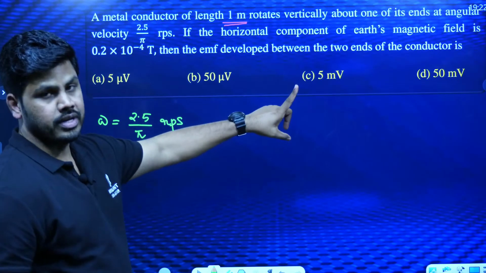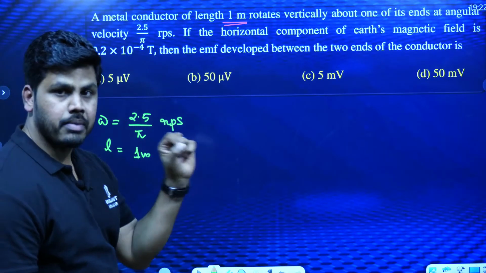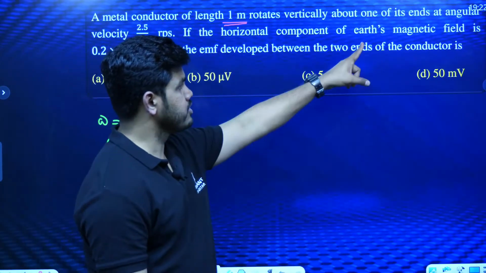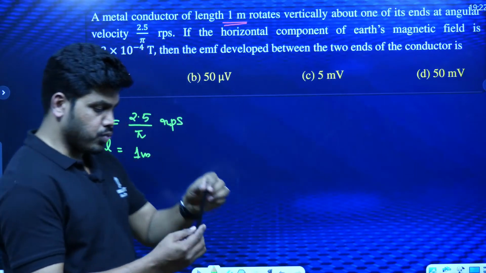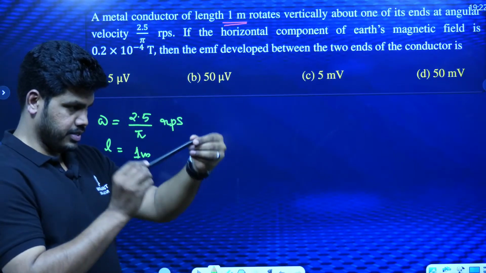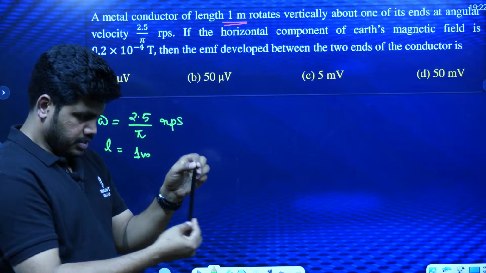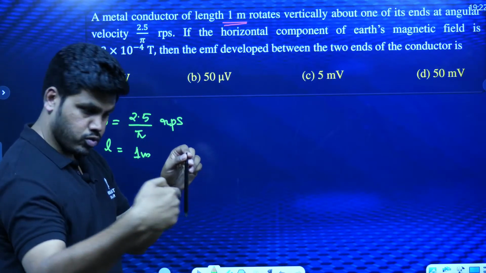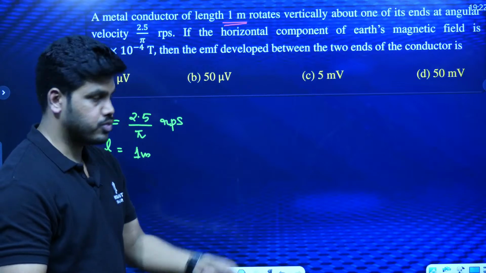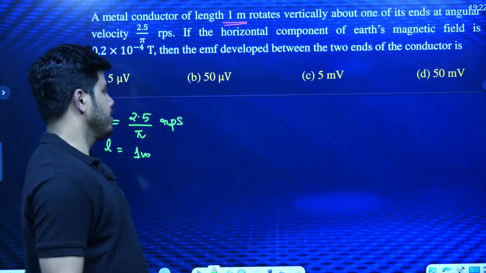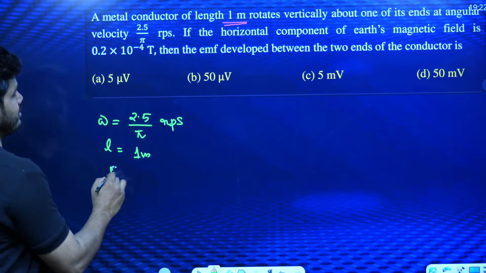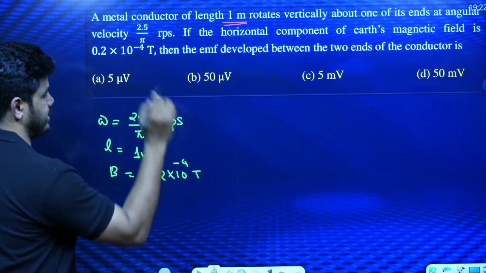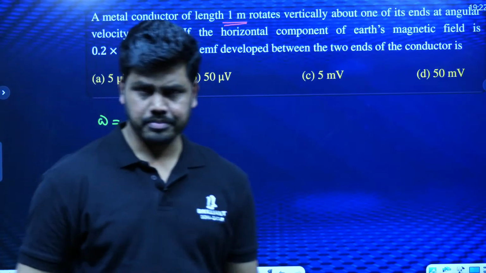Now, the external magnetic field. Here, the external magnetic field is the magnetic field produced by the Earth. Earth's horizontal magnetic field is given. So the conductor is rotating vertically, like this, and the horizontal magnetic field is going like this. That is how the setup is arranged. Magnetic field strength is given as 0.2 into 10 raised to minus 4 Tesla. Good. All values are there.